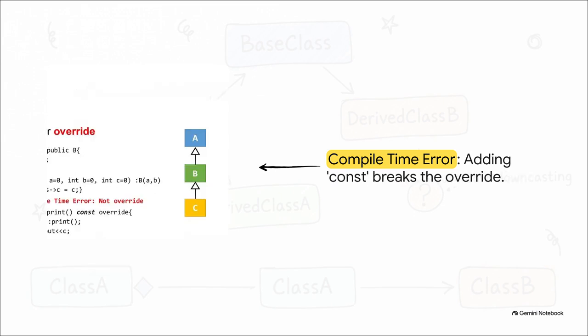And here's a brilliantly sneaky edge case. What if we change the header to add const, right? Like void print const override. Well, if the base class didn't have that const qualifier, the whole match is broken. It fundamentally changes the signature so it's not an override anymore. Once again, our trusty identifier catches it instantly, throwing another compile time error.